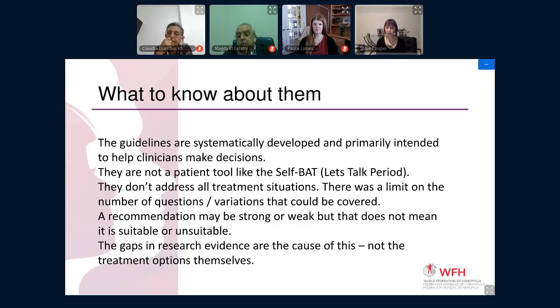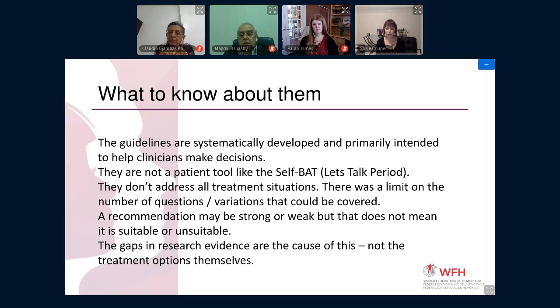So with the guidelines, there'll be good practice statements that you can read through and find more information. And this might be something that you want to check in with your healthcare professional about and make sure that they're actually understanding what those good practice statements are talking about. So the gaps in research evidence will be the cause of weak recommendations, not the treatment options themselves.